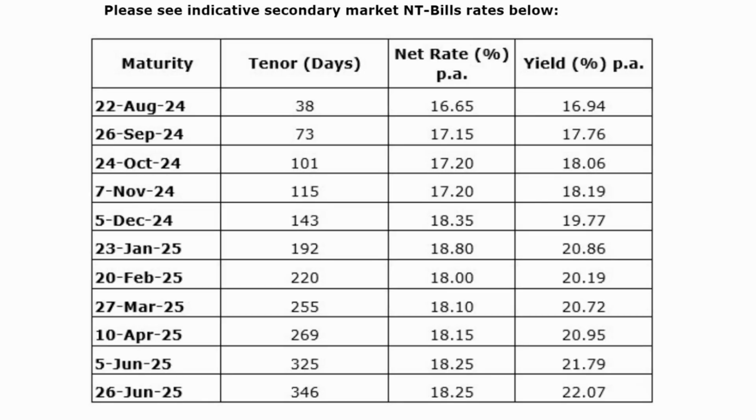Let me show you a sample. So now, as you can see on the screen, we have different tenors, and none of them is beyond 1 year. So you have 38 days, 73 days, and then the longest for now is 346 days. And here you will see, for the one of 38 days, the interest is like 16.65. We are looking at the net rate, not the yield. But as the tenor increases, the interest is also increasing. Look at the one for 346 days, the interest is like 18.25. So it's usually like that. The longer you leave your money, the more interest you make.